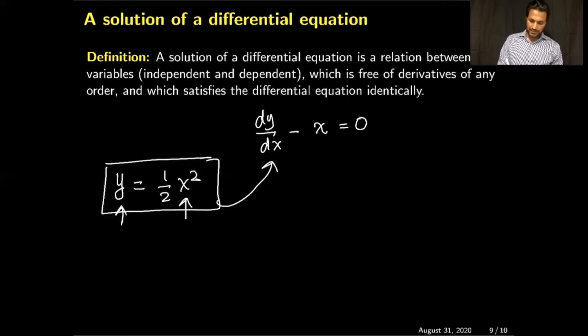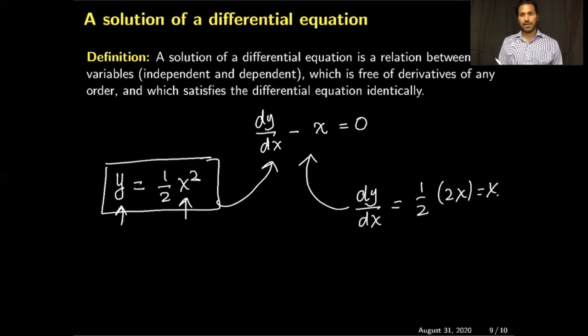As we can see, if I calculate dy by dx, I will get the derivative 1/2 times 2x, which is basically x. If I plug that back into my differential equation, it is satisfied identically. Since dy by dx is equal to x, x minus x is equal to 0. This implies 0 is equal to 0. So we say that y is equal to 1/2 x square is a solution of this differential equation.